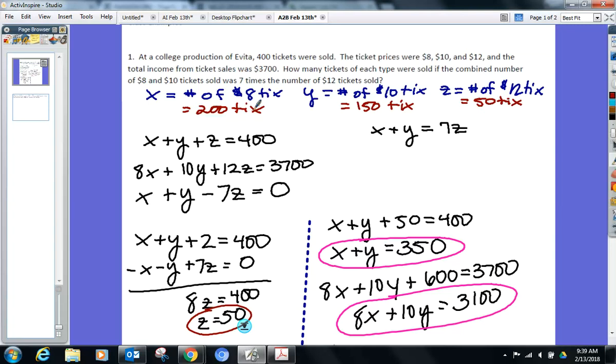200 times 8 plus 150 times 10 plus 50 times 12. This doesn't get any quicker than the check here. Do I get $3,700 total bringing in if I do 200 times 8, 150 times 10, and 50 times 12? Am I bringing in 3,700? There you go.